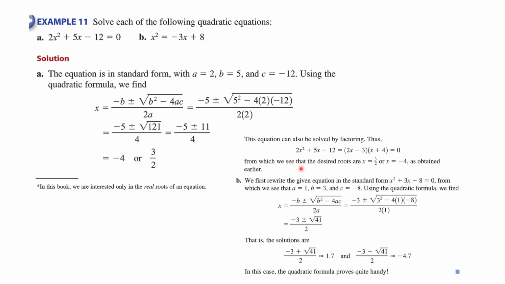For the second one, you have to reorganize this into the form x squared plus 3x minus 8 is equal to 0 before you know what a, b, and c are. But now we know a is 1, b is 3, and c is minus 8. So use the quadratic formula. You substitute in. You get minus 3 plus or minus the square root of 41 all over 2. Now you don't know what the square root of 41 is, so this is an exact answer. You could leave it that way. If we were doing approximations, and if you could use a calculator, you would find out that this first root is around 1.7 and this next root is around minus 4.7.